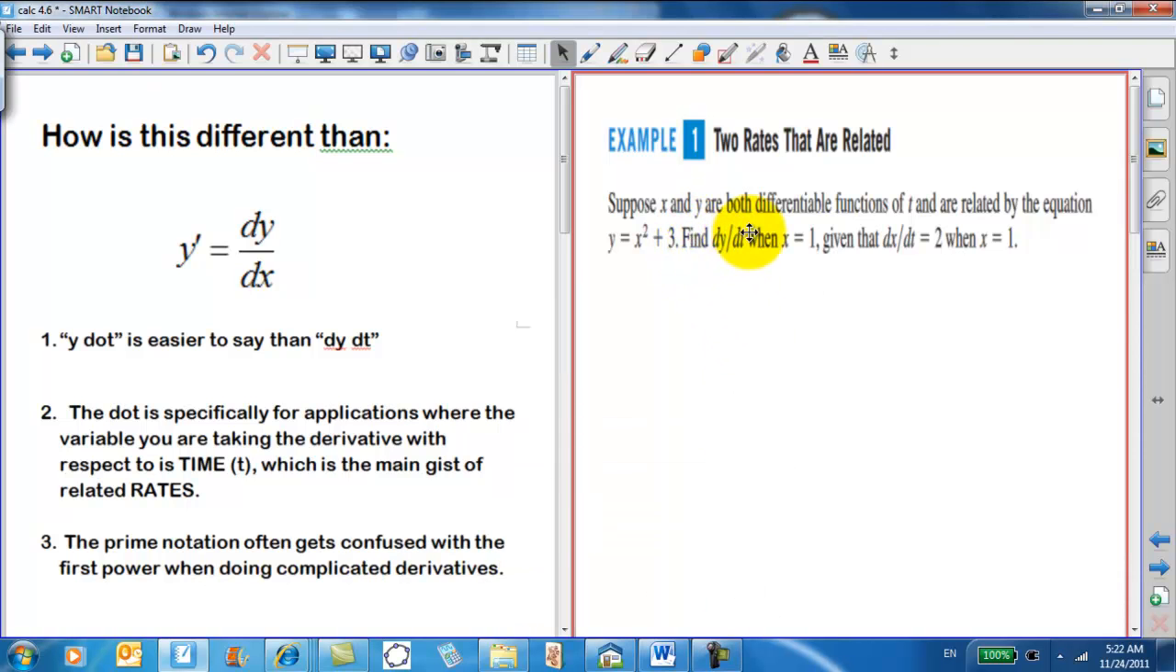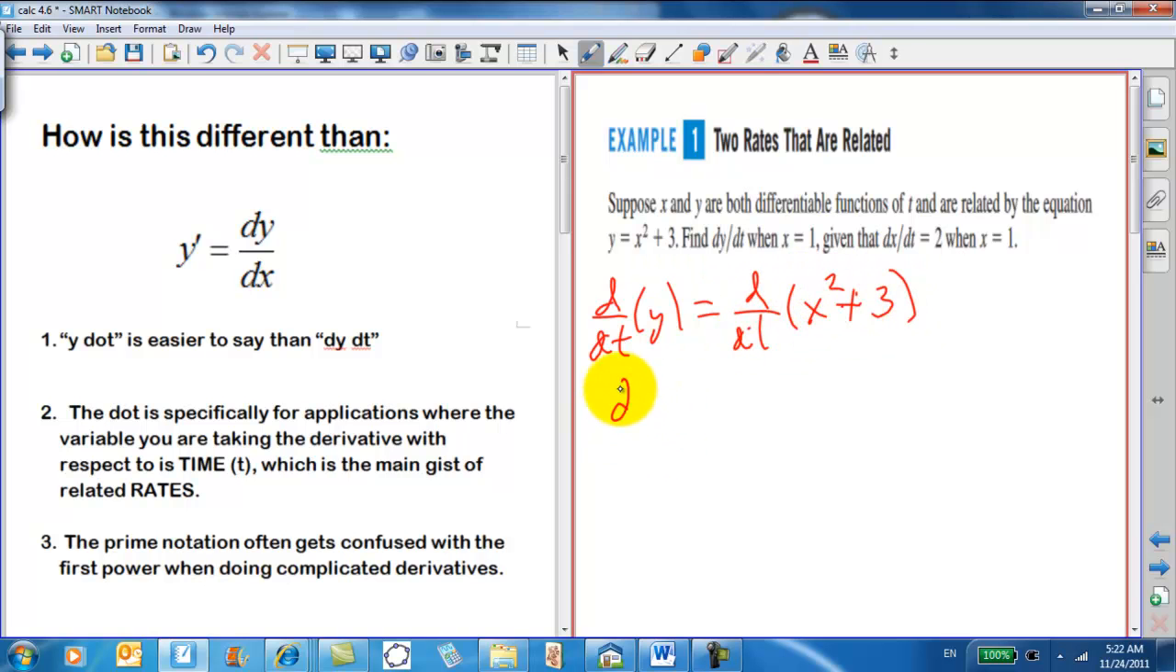Okay, y and x are related by this equation: y equals x squared plus 3, and they're both differentiable functions of time. Find dy dt when x equals 1, given that dx dt equals 2 when x equals 1. Well, let's first start by taking the derivative of both sides with respect to time. The derivative with respect to time of y equals the derivative with respect to time of x squared plus 3.